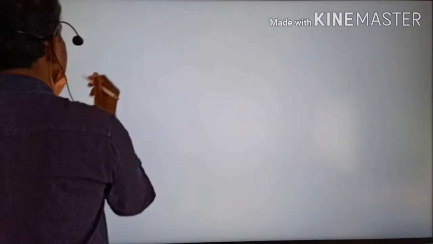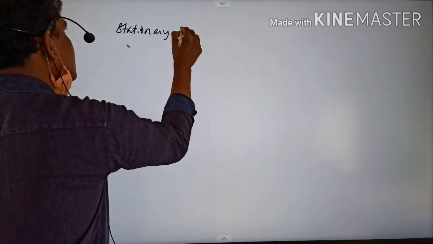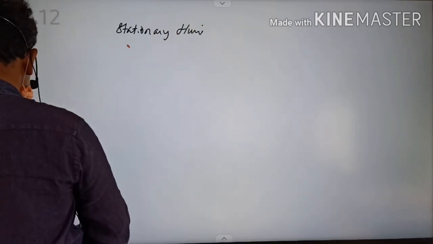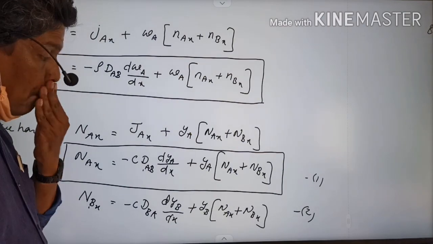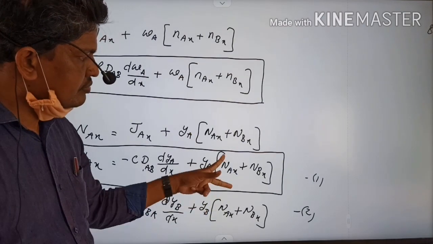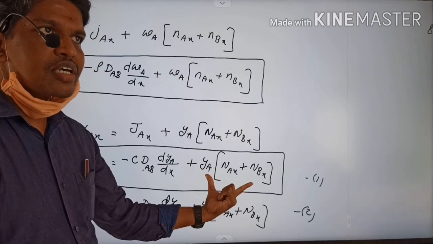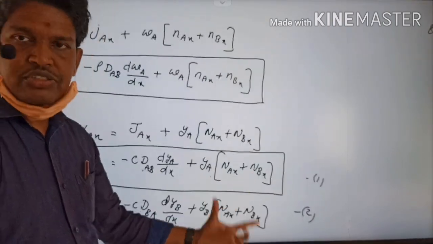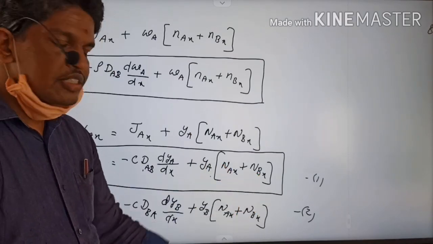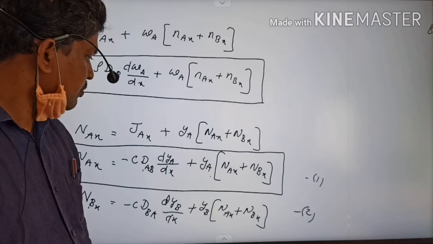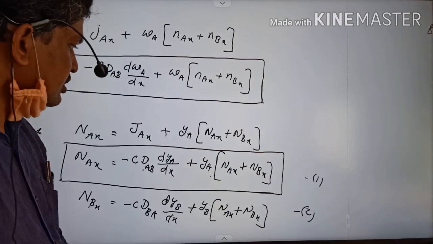Consider a stationary fluid. For a stationary fluid, the bulk motion, known as the convection part, is 0. The convection term is 0. So NAx plus NBx will be 0 for a stationary fluid. So you can write NAx plus NBx is 0.